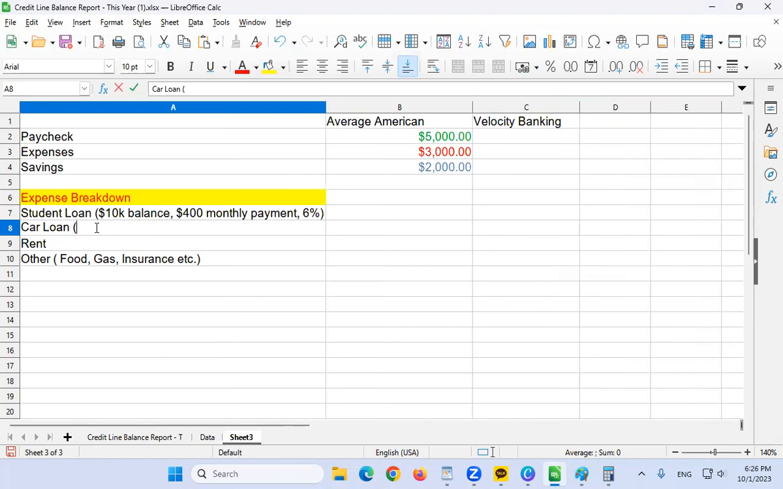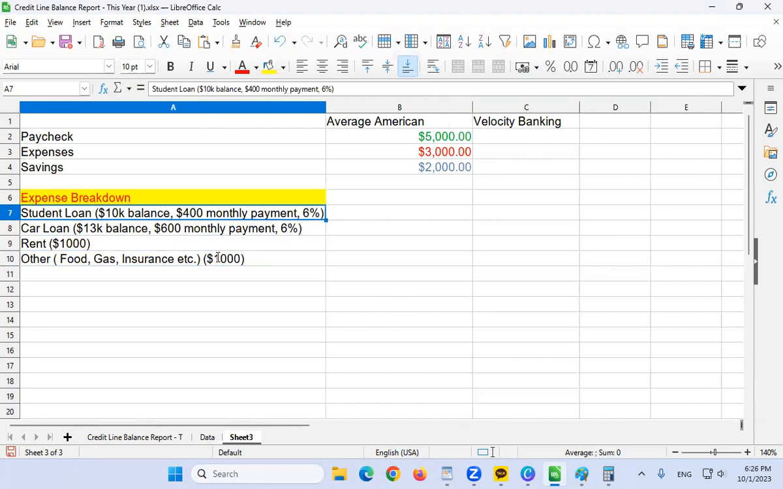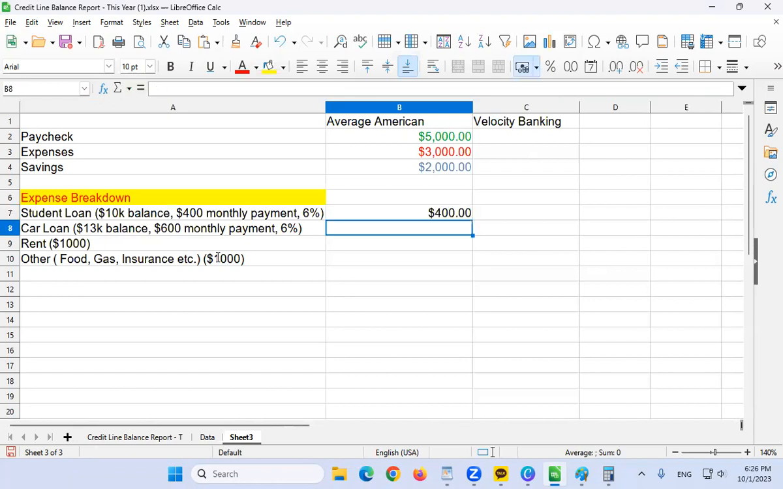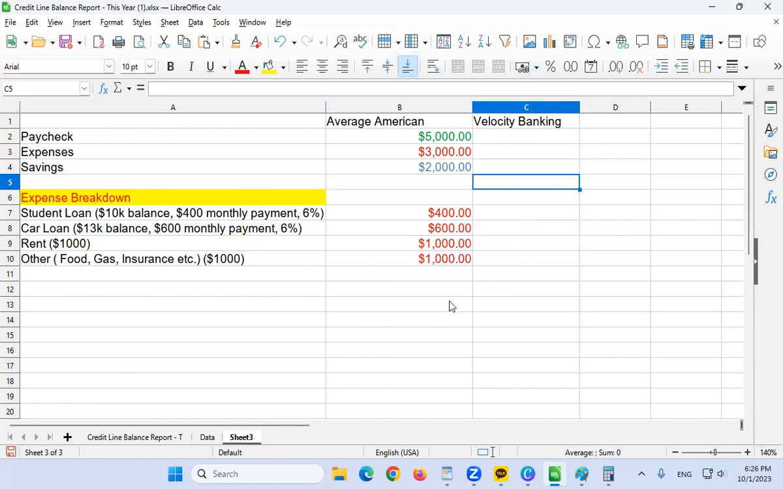And then we'll do the same thing with the car loan, right? So the car loan is what's the balance? 13K is what I like to use, 13K balance. The average payment is $600 a month, and we'll say 6% interest. Okay. All right. So now rent, we'll do 1,000, and then other food, insurance, gas, we'll do 1,000 as well. Okay. So now what we do is just sum these up. So it's 400, 600, 1,000, 1,000, and if we sum it up, that should equal 3,000. Let's make these all red. Okay, so now this is $3,000 and $2,000 in savings. Okay, so that's pretty much step one.